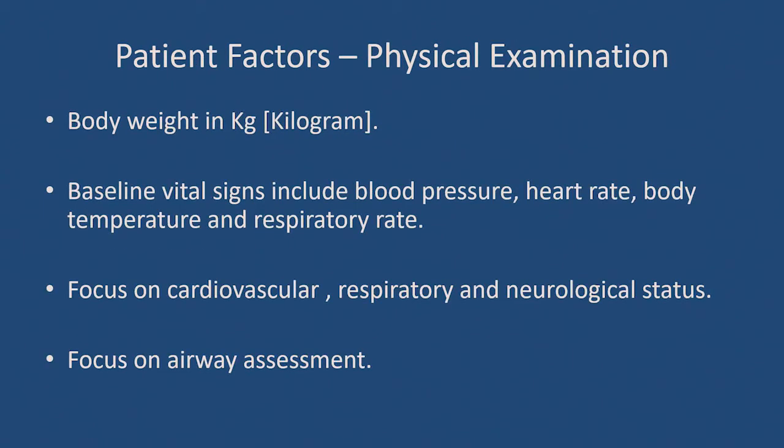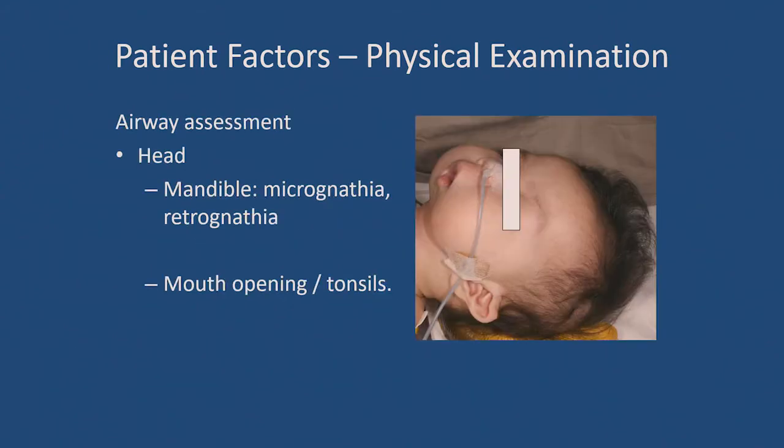The next step in assessment is a thorough physical examination that includes the usual demographics and vital signs. We should also examine the CVS, respiratory, and neurological status of the patient. Special attention should be paid to airway assessment as well. In assessing the airway, we should look at abnormalities in the head and neck, such as small or receded jaws, mouth breathing, or big tonsils.